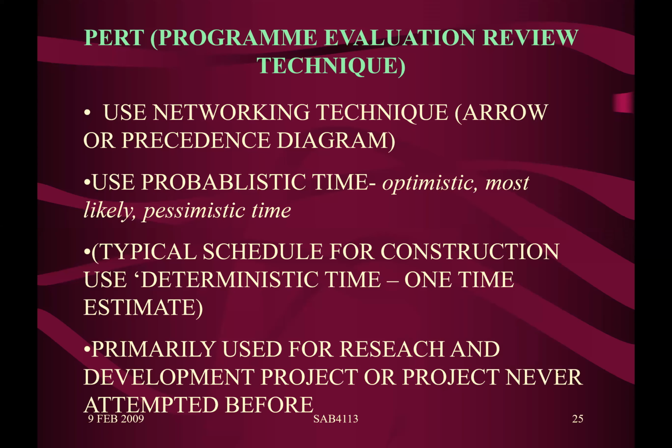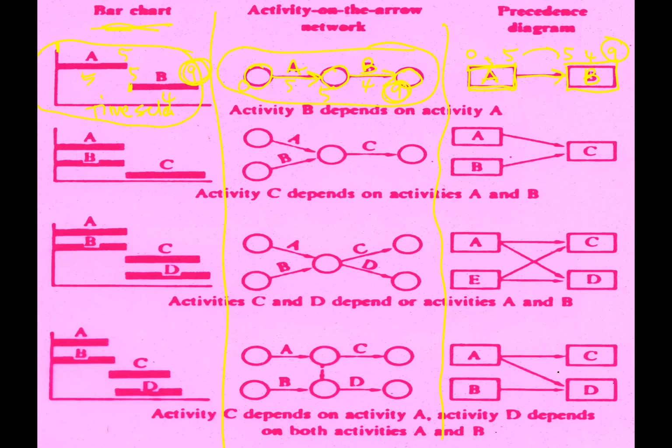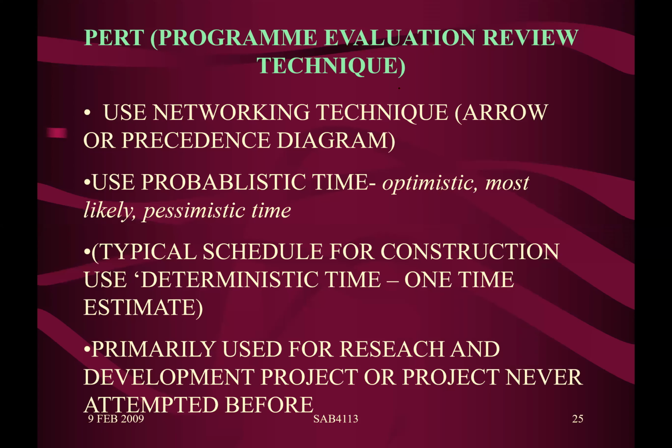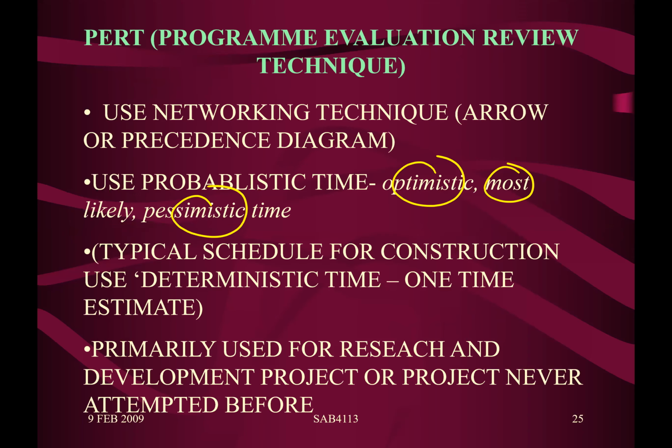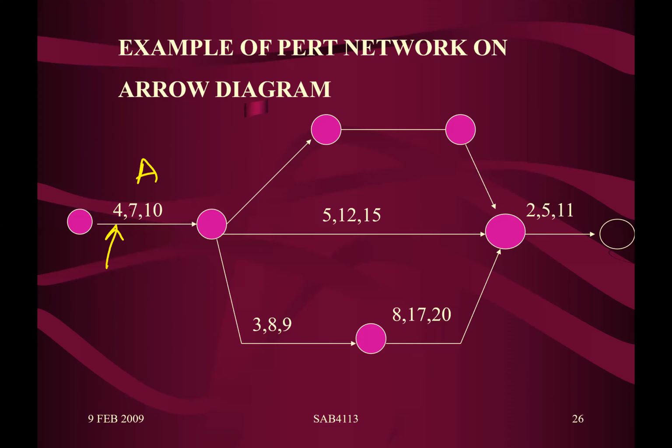So the issue is, remember previously in my example, activity A is 5 days, activity B is 4 days. At the end of the day, we know that the project is going to be completed in 9 days. But what if one activity does have what we call variation of activity, which we can say optimistic, most likely, or pessimistic in terms of time. Example, let's say activity A, in terms of definition, optimistic could take 4 days, or most likely 7 days, or pessimistic, 10 days. And then how exactly are you going to calculate?